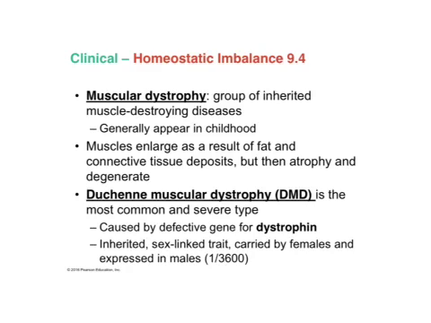So for a couple of homeostatic imbalances, one is called muscular dystrophy. This is a group of inherited muscle-destroying diseases that usually appear around childhood. And this is when muscles enlarge as a result of fatty connective tissue being deposited around the muscles. After these deposits, they atrophy or degenerate and weaken. Duchenne muscular dystrophy is the most common and also the most severe type of muscular dystrophy, and it's caused by a defective gene that is forming dystrophin, which is one of those anchoring proteins. It's inherited through sex-linked traits, and that's male or female. It's carried by the female and expressed in males.